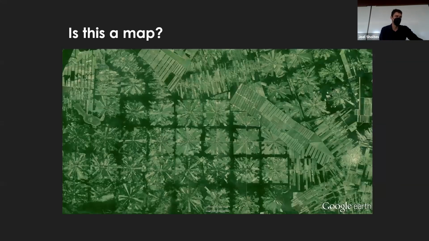So we've got to think a little bit about symbology, but let's talk bigger picture. What is a map? What makes a map a map? And is this a map right here?